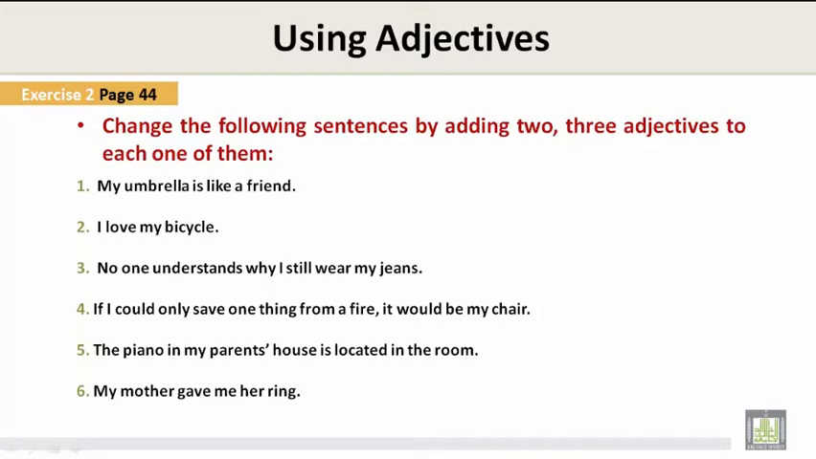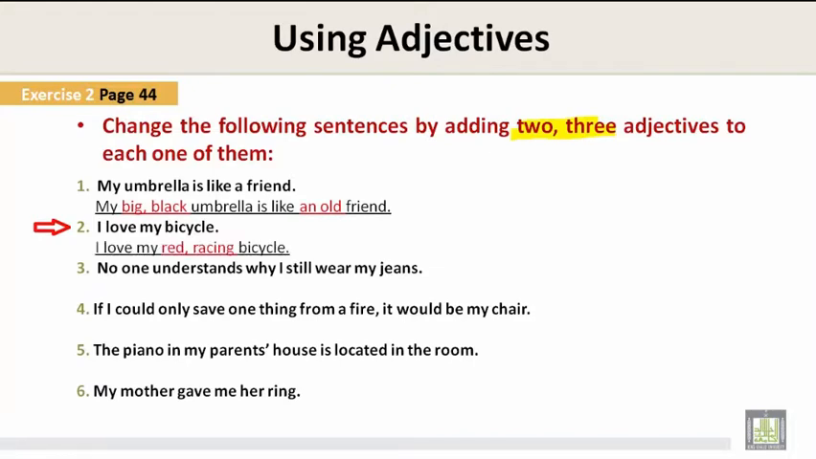Change the following sentences by adding 2 or 3 adjectives to each one of them. Number 1. My umbrella is like a friend. Now we're going to add in all of these examples 2 or 3 adjectives. Let's take a look at number 1. My big black umbrella is like an old friend. Number 2. I love my bicycle. I love my red racing bicycle.